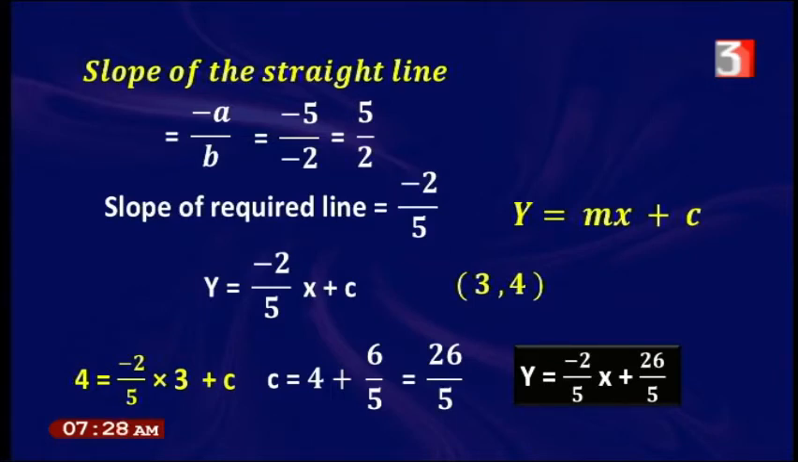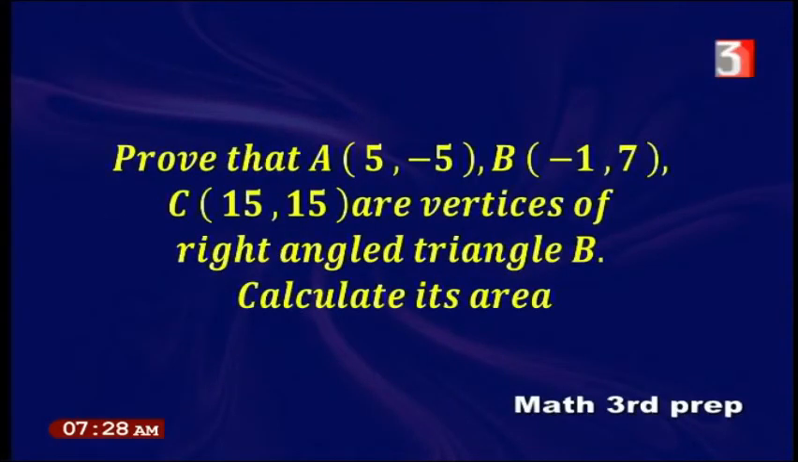Let us have another example. Prove that A, 5 and negative 5, B, negative 1 and 7, C, 15 and 15 are vertices of a right angle triangle at B, and calculate its area. You have 3 vertices, and I want you to prove that they are representing vertices of a right angle triangle at the point B. First of all, to prove that the triangle is right angle triangle at B, we can find the slope of AB and BC.